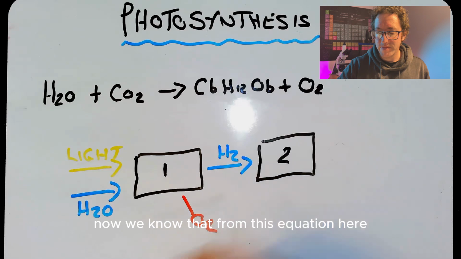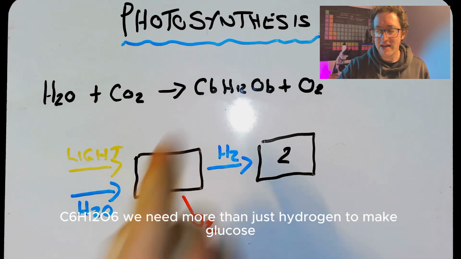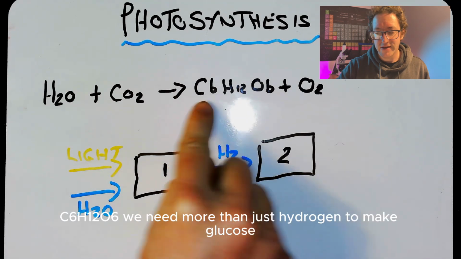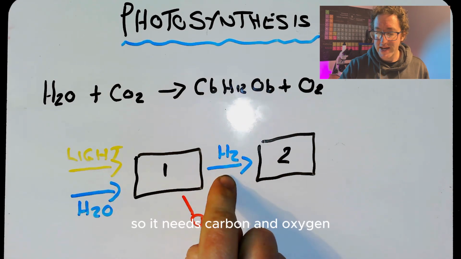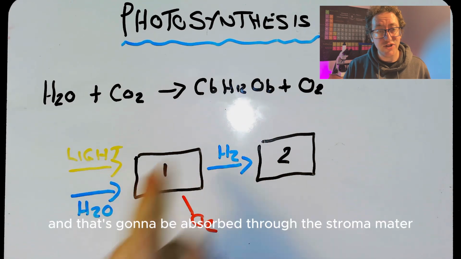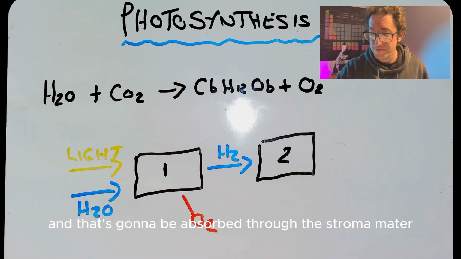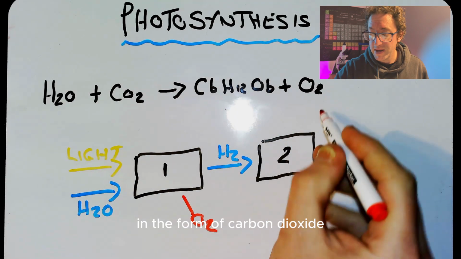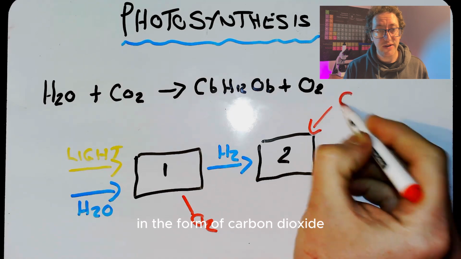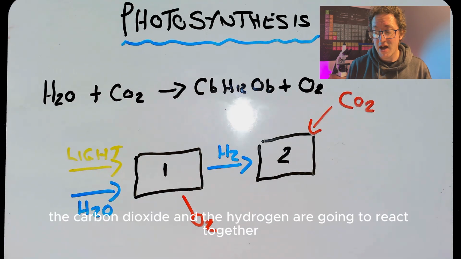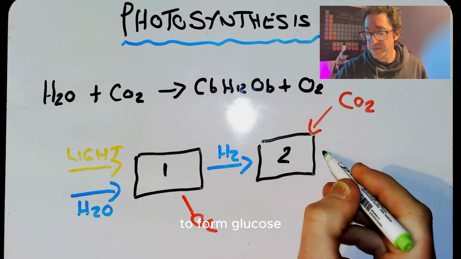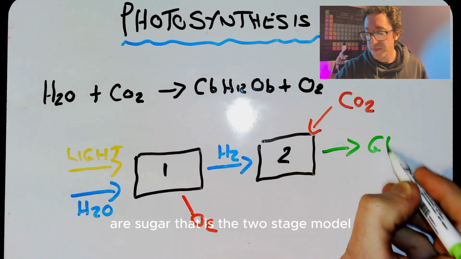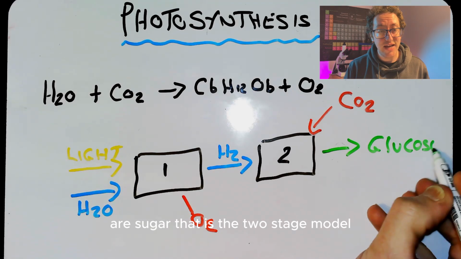Now we know that from this equation here, C6H12O6, we need more than just hydrogen to make glucose. So it needs carbon and oxygen, and that's going to be absorbed through the stomata in the form of carbon dioxide. In stage 2, the carbon dioxide and the hydrogen are going to react together to form glucose, our sugar. That is the two-stage model.